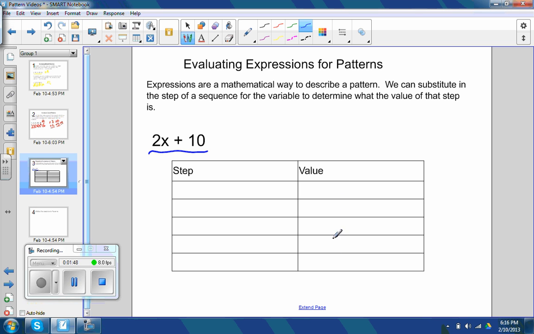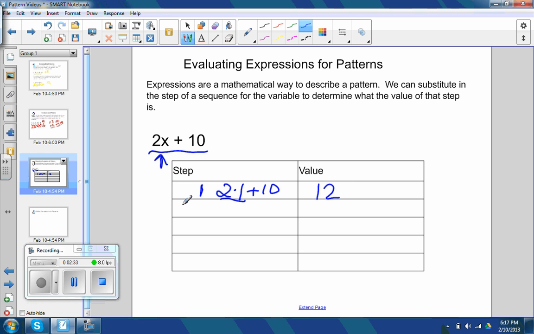And then the value, which is after we plug the step number into our expression, how much is that expression worth? So for example, I would always start with step 1. Step 1 would be the first number in the pattern. Then I would rewrite that expression with that number in there: 2 times 1 plus 10. Where our x used to be, that's where I'm substituting that number in. Of course, I'd have to follow order of operations. I'd have to do the 2 times 1 first. 2 times 1 is 2, plus 10 gives me 12. So the first number in that pattern is actually 12.